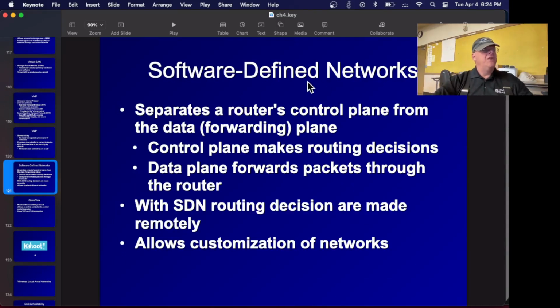All right, and so software-defined networks are where you separate the control plane from the forwarding plane. This is one way to look at it. Your control plane makes routing decisions, and the data plane forwards packets through the router. So with software-defined networking, you can make routing decisions in a virtual way. The point is you're not constrained by your hardware.